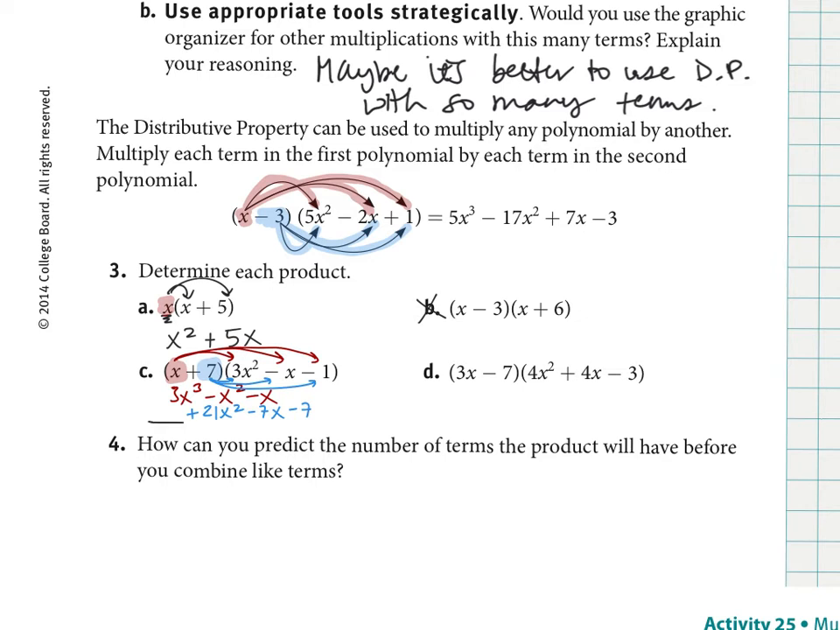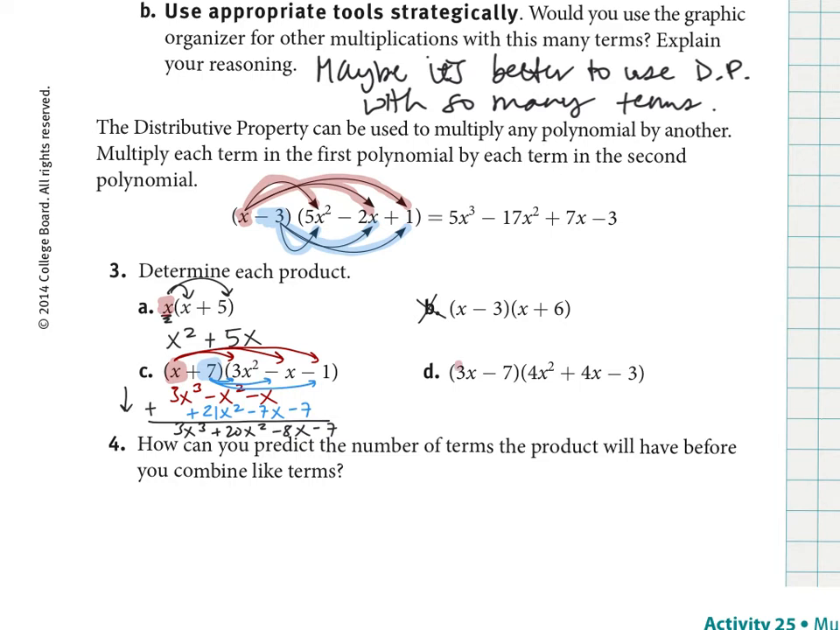And look at this. If we combine the terms that are alike and we work downward, we can see we get our final answer of 3x cubed plus 20x squared minus 8x minus 7. So that's one way we can approach it. Or I can also show you how maybe after we multiply, instead of adding them vertically, we just combine the like terms horizontally, kind of like what we've done before here with binomials. So let's try that in part D.